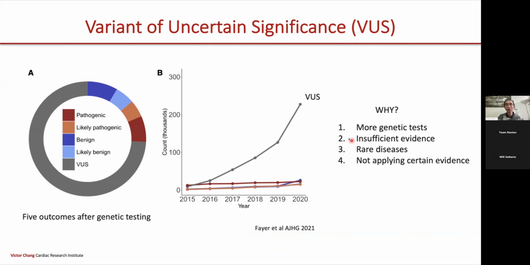And it is also because of insufficient evidence used by the ACMG AMP criteria, which all these labs are using with a slight modification. And also, if you're dealing with rare diseases, that is also one of the reasons more of them are VUS, especially if you have a missense variant in channelopathies, most of them will be VUS. And in some instances, not applying certain evidence by the testing laboratory contributes to increasing numbers of VUS as well.